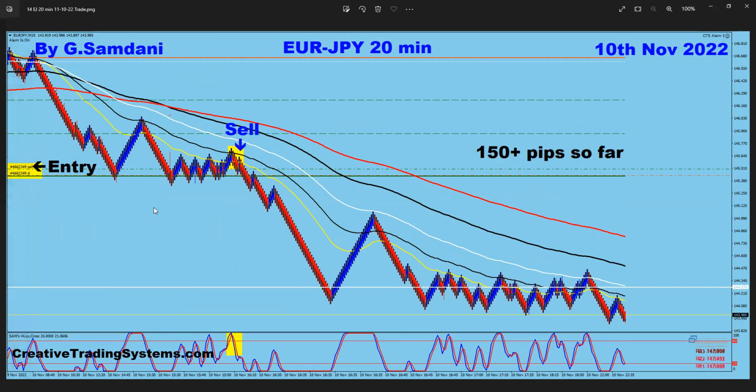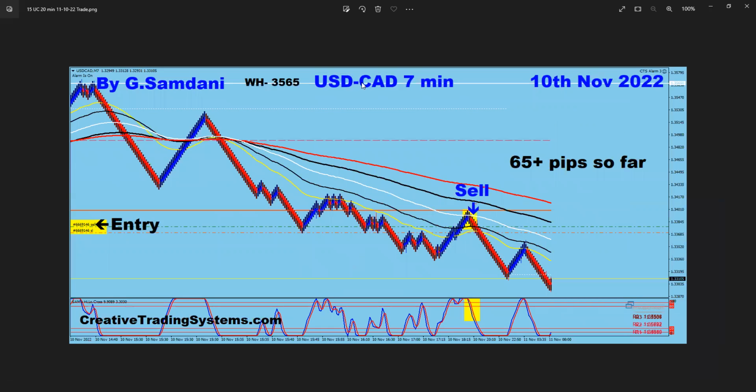The trades are alive at the time of taking these pictures, recording these charts. So you can see the trade, and the SL is moved to break even plus. So this is short for 150 pip, EJ on the 10th. And on the 10th, UC for 65 pip, sell order here.